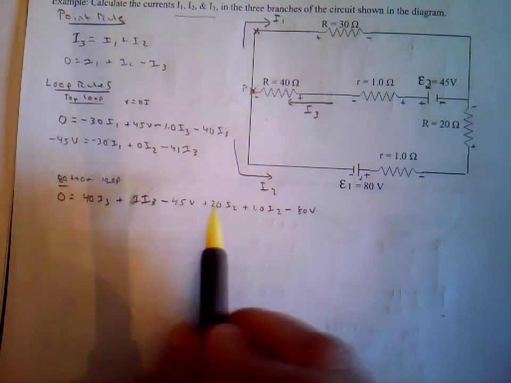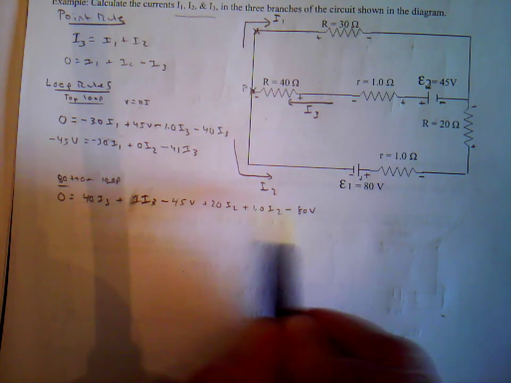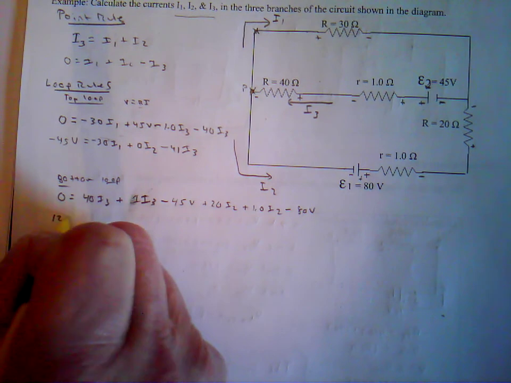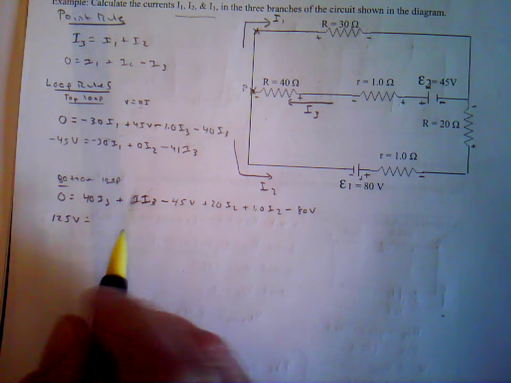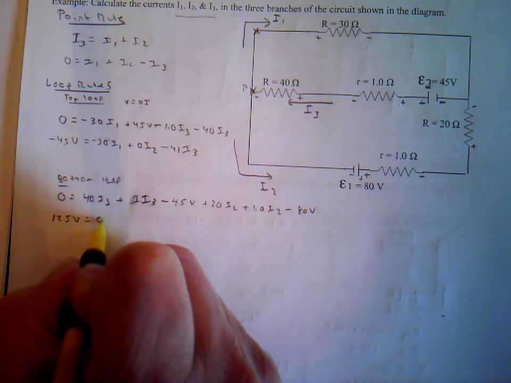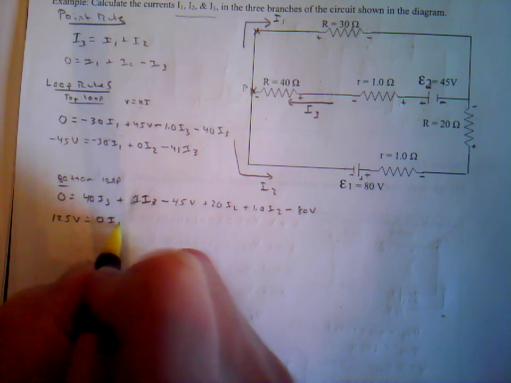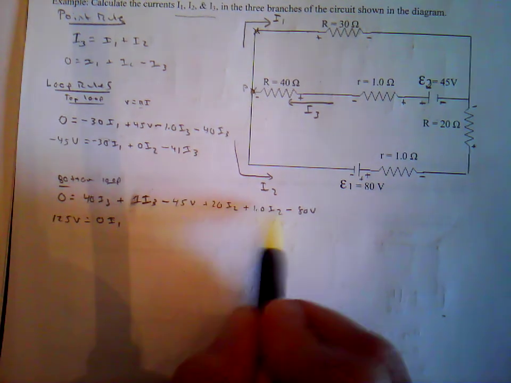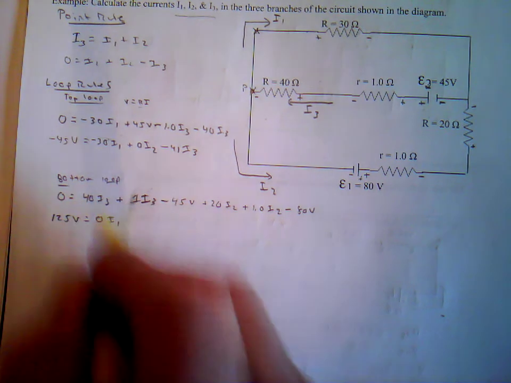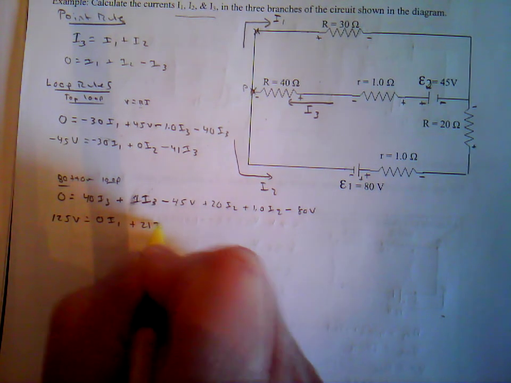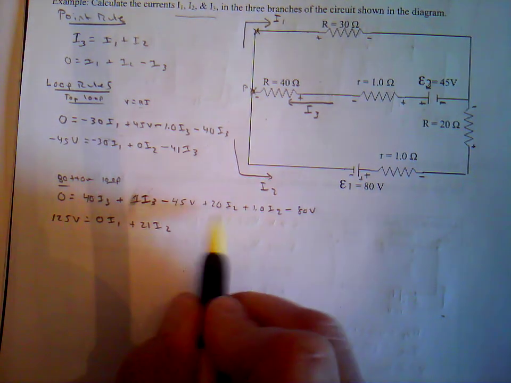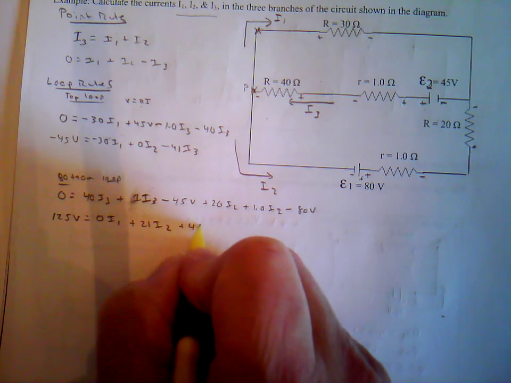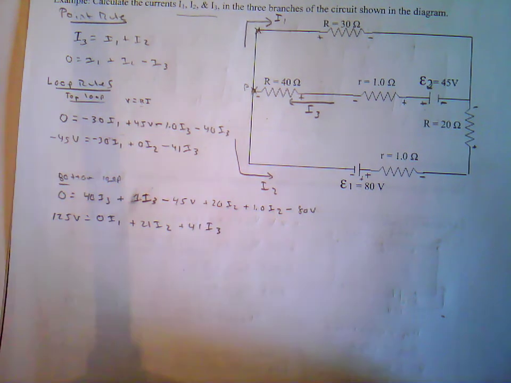We're going to combine our voltages, there's negative 45 and negative 80, that's negative 125. Move it to the other side of the equation, becomes positive 125 volts. There are no I1s, so I'm going to write 0 I1. Look at all the I2s. There's an I2, there's an I2, combine that. That's going to be 21 I2, so we got plus 21 I2. Look at I3s. There's an I3 and there's an I3, combine those, it will be plus 41 I3.